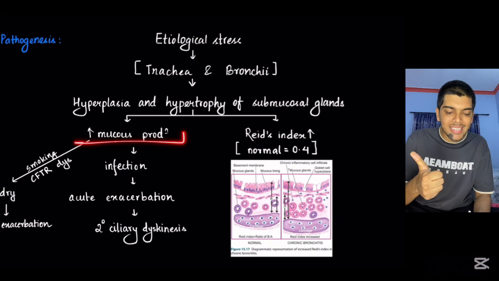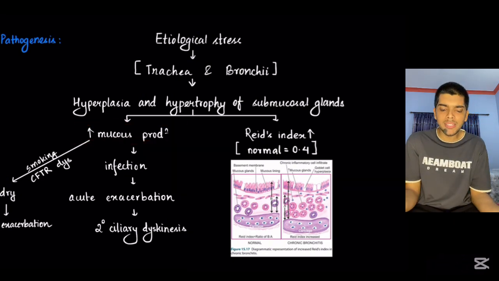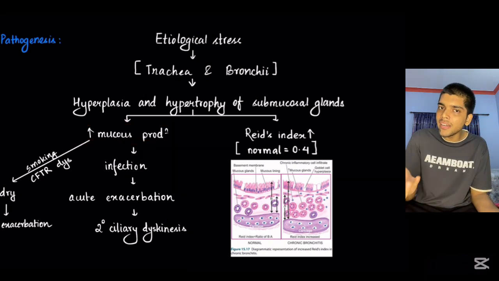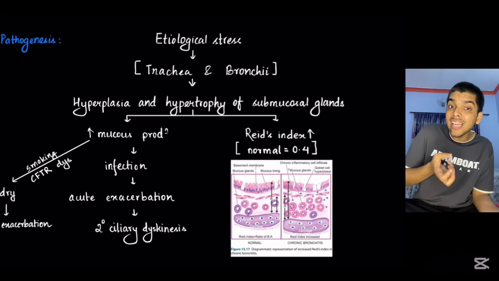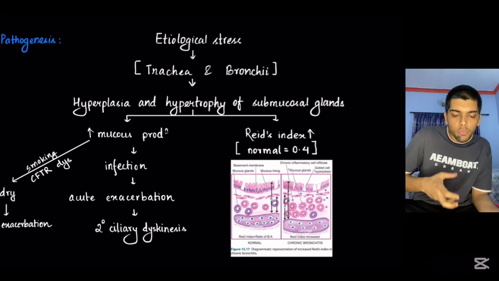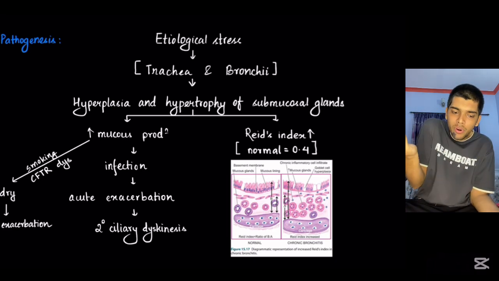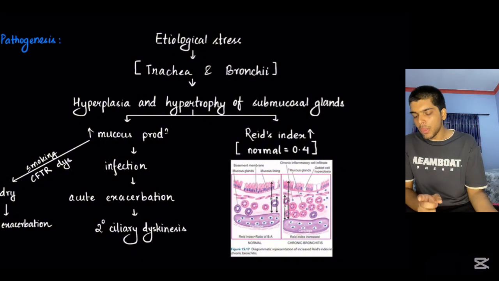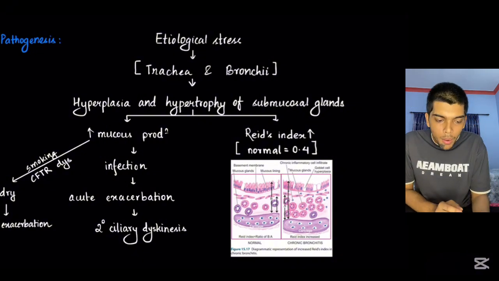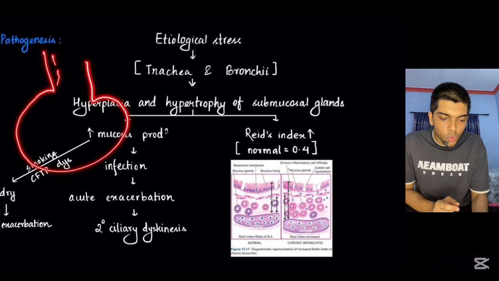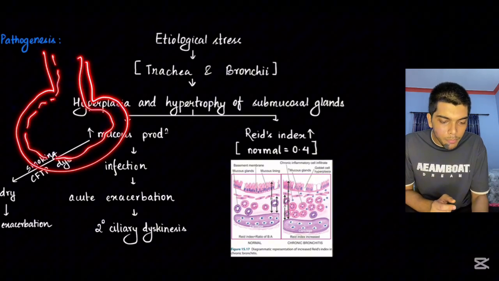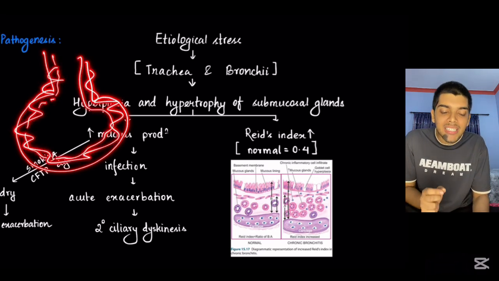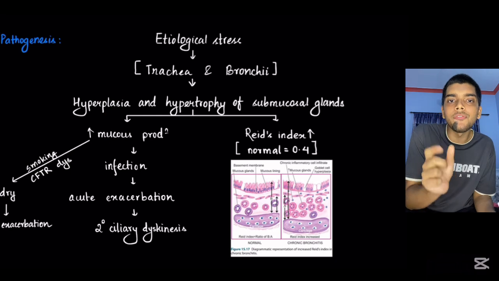Due to hyperplasia and hypertrophy of submucosal glands, 2 things happen. Number 1, there is increased mucus production. Obviously, submucosal glands contain mucus secreting glands, and they produce more and more mucus. So there is increased production of mucus. Now, what you need to know is that mucus acts as a fertile soil for infection.